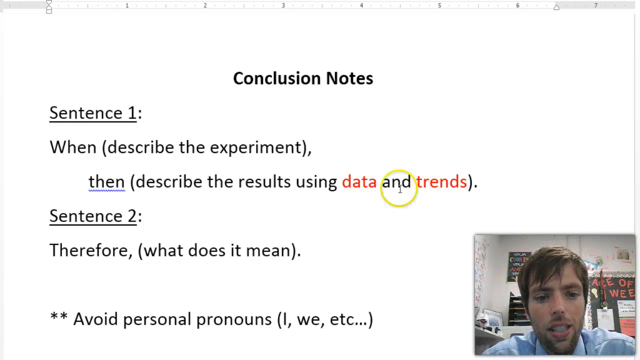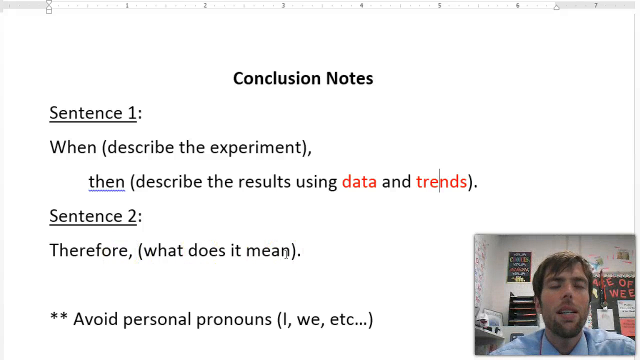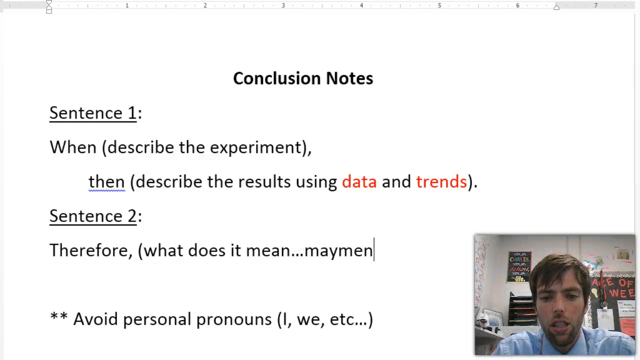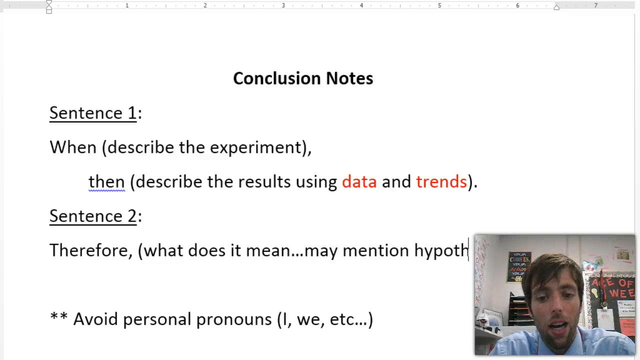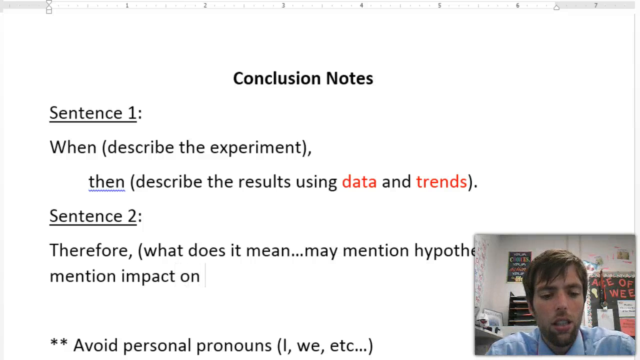You follow up your first sentence with what the second sentence means. Therefore, tell me what this means. What is the implication of these results? Did you predict them? This is where you could also mention your hypothesis, may mention impact on life, and so on.